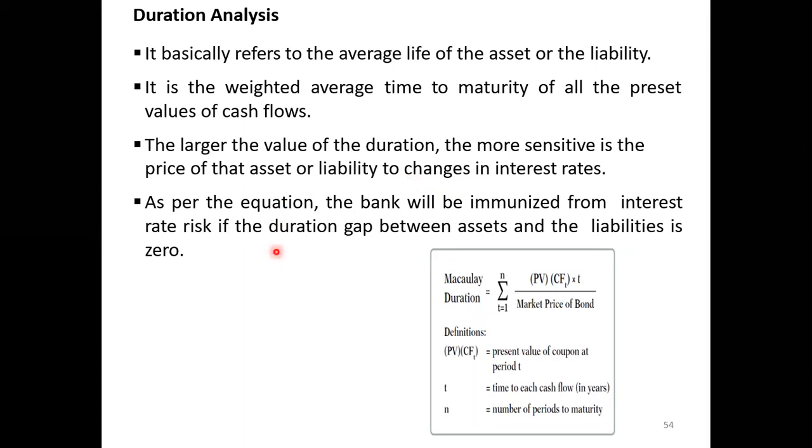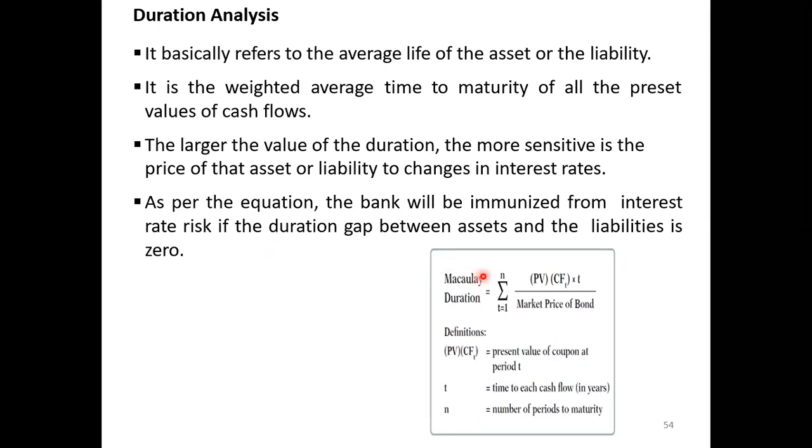As per the equation, the bank will be immunized from interest rate risk if the duration gap between assets and liabilities is zero. So the bank will be at an optimum position where the duration of assets and duration of liabilities are equal.